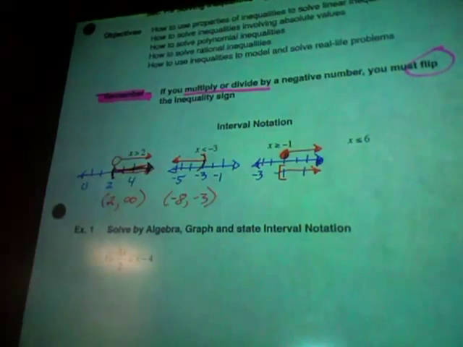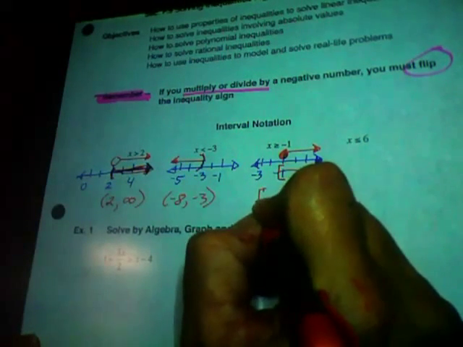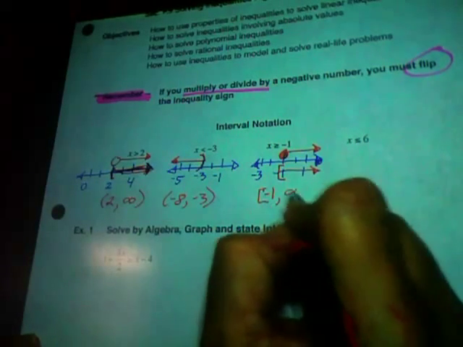So that kind of tells you what your interval notation is. Since -1 is part of the solution, you want to bracket -1, and then it's going infinitely to the right, so positive infinity.